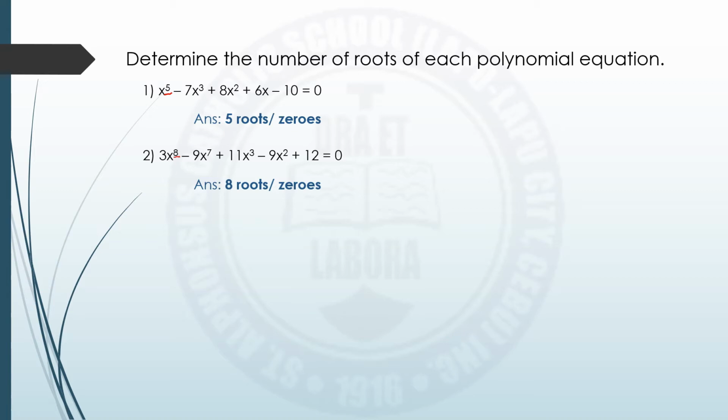For number 3, if we have the quantity of x minus 8 times the quantity of x plus 6 times the quantity of 2x plus 5 squared equals 0, what is your answer?